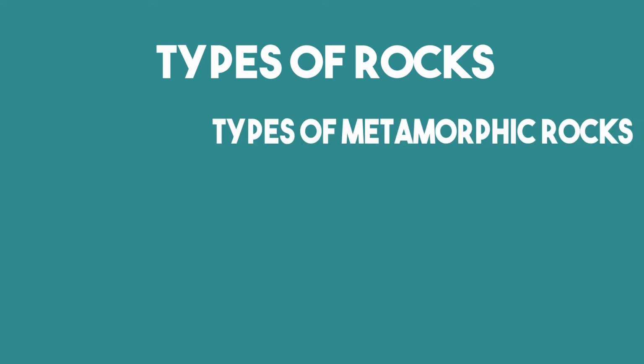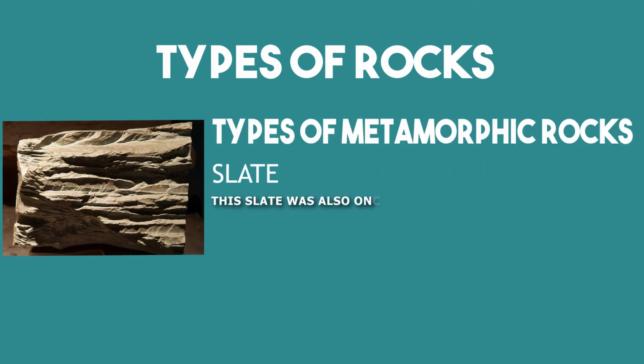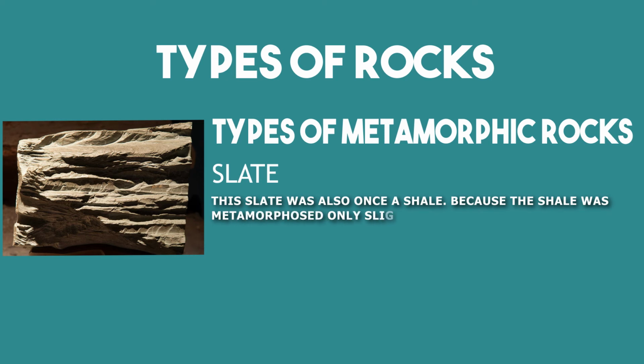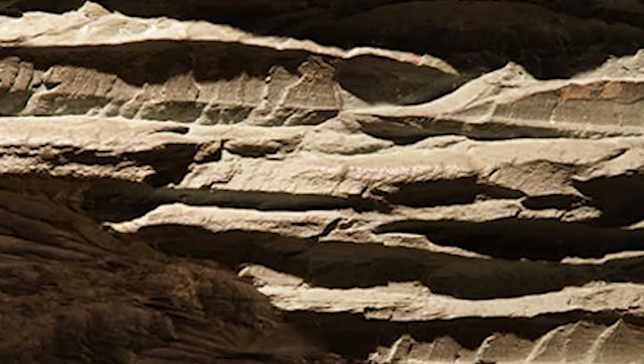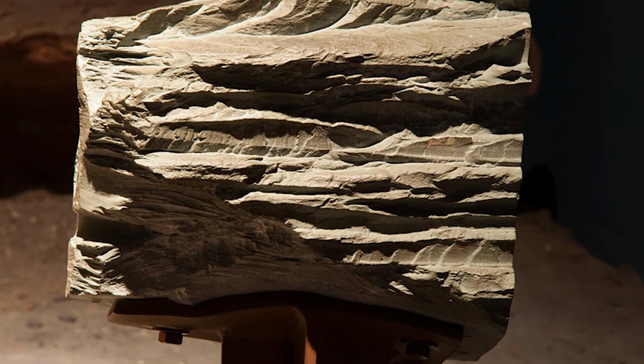Next we have the slate. So this slate was also once a shale. Because the shale was metamorphosed only slightly, its textures changed a little. This sample, okay, is from a Greenville slate widely used for roofing. Boom, there it is. Look at that, such a beauty.